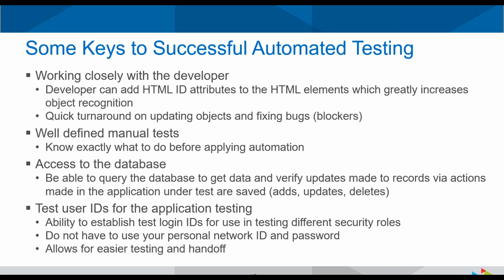Also, if there are some keys to success, we certainly need to be in good contact with our developers. Hopefully they can set up the elements and controls on screens so that they are identifiable. And if they don't do that, we can request them to make updates like applying an HTML ID to the objects. We need to definitely have well-defined manual tests and know what we're doing. We need to have access to the database if we can have it, so we can get data as well as verify that any updates we make through the application are actually saved to the database and not just in memory on the application or something like that.